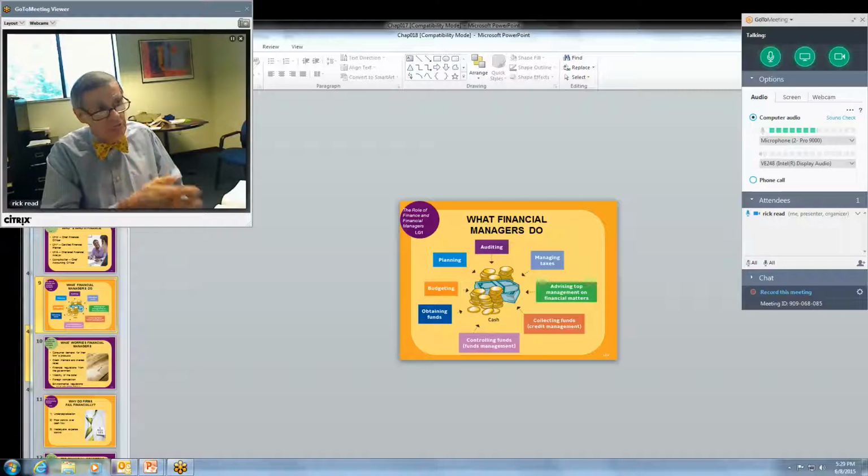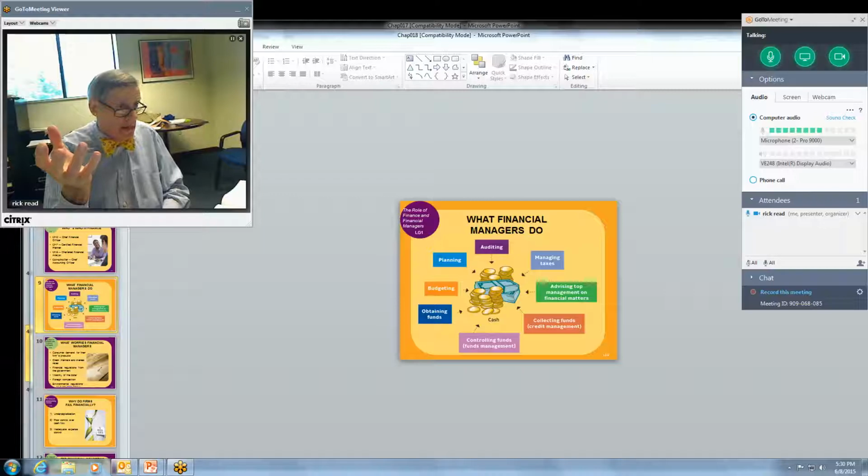They obtain funds that may be necessary. Take care of the budgeting, as we talked about before. Obviously, there's planning that goes into that as well. And so a chief financial officer or the head of finances in a smaller company will be responsible for seeing that these things are taken care of, and that someone on his or her staff is assigned to take care of all of these.